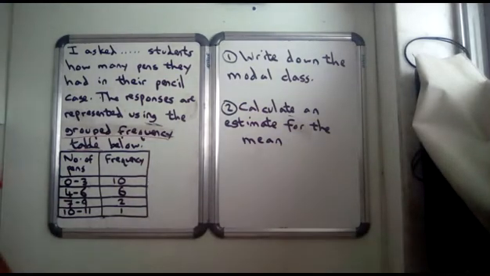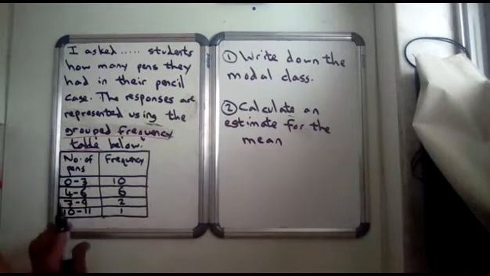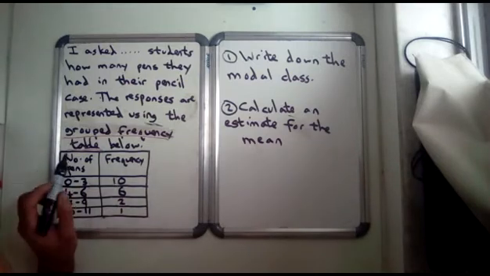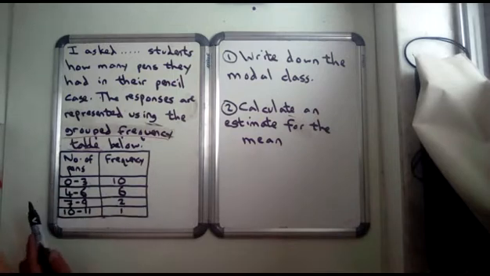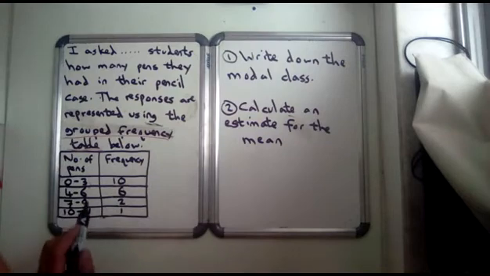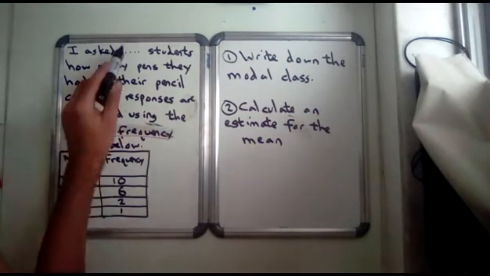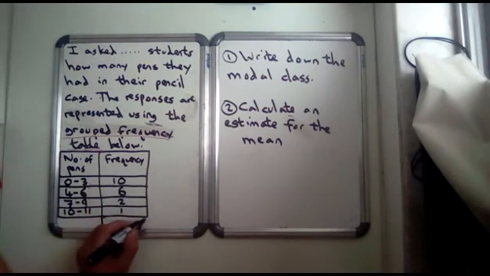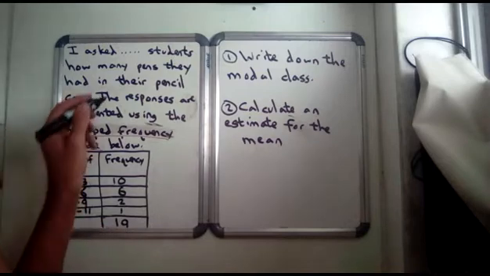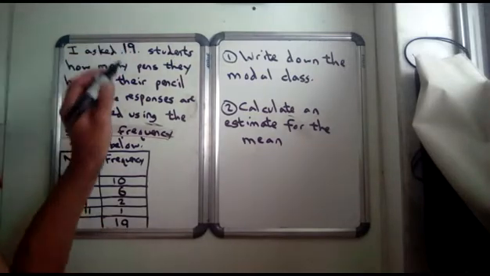Right, so the first thing is to work out the how many. So the how many is the frequency. So 10 students had between 0 and 3, 6 had between 4 and 6, 2 had between 7 and 9, and 1 had between 10 and 11. So the total number of students, 10 plus 6 is 16, 17, 18, 19 is the total frequency. So that means there's 19 students here.